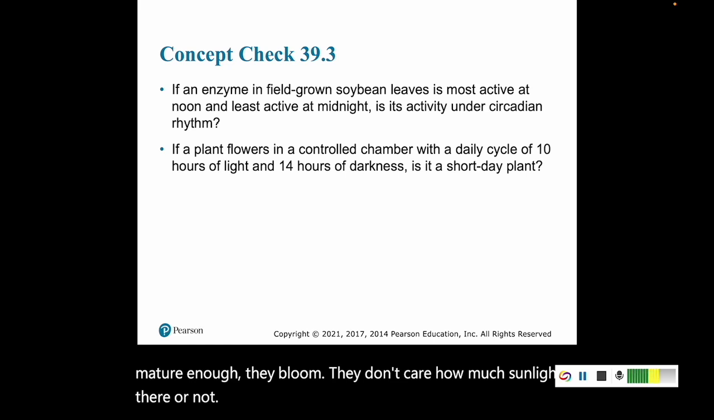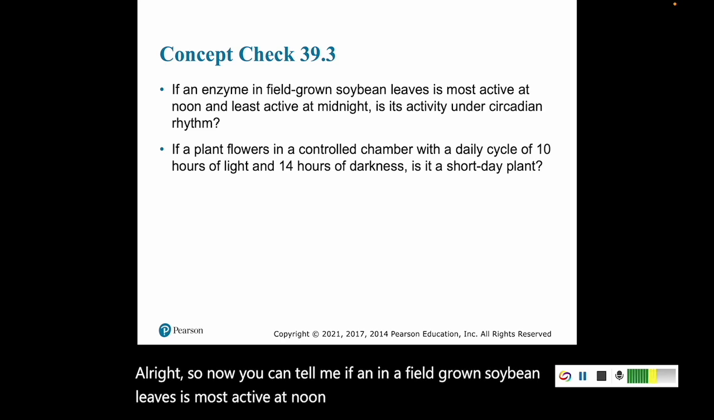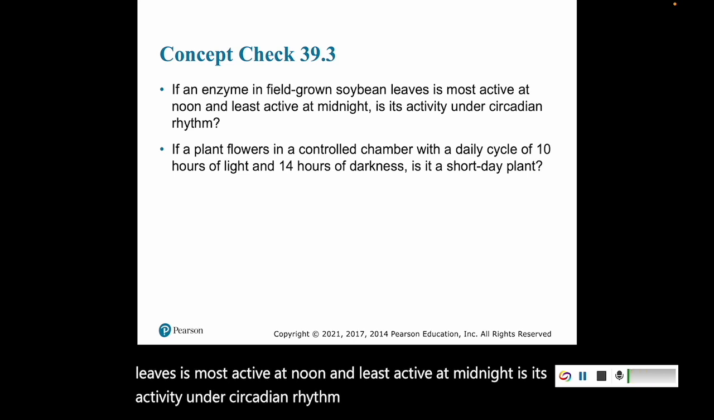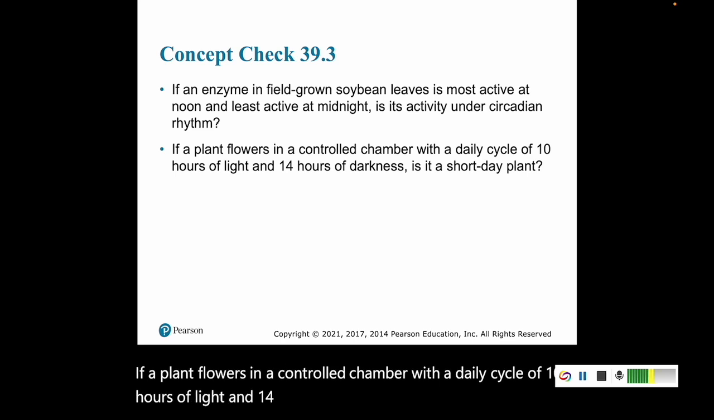All right, so now you can tell me: if an enzyme in a field-grown soybean leaf is most active at noon and least active at midnight, is its activity under circadian rhythm? If a plant flowers in a controlled chamber with a daily cycle of 10 hours of light and 14 hours of darkness, is it a short day plant?